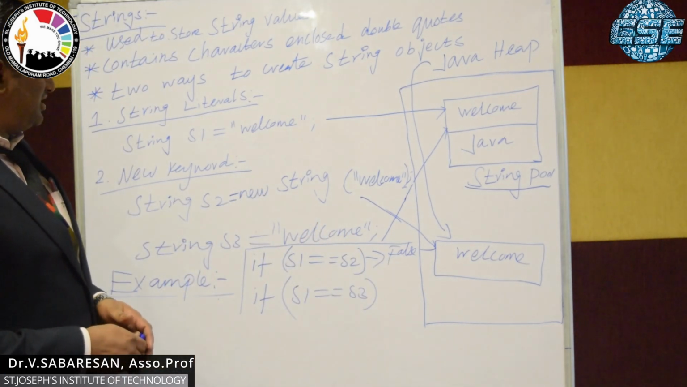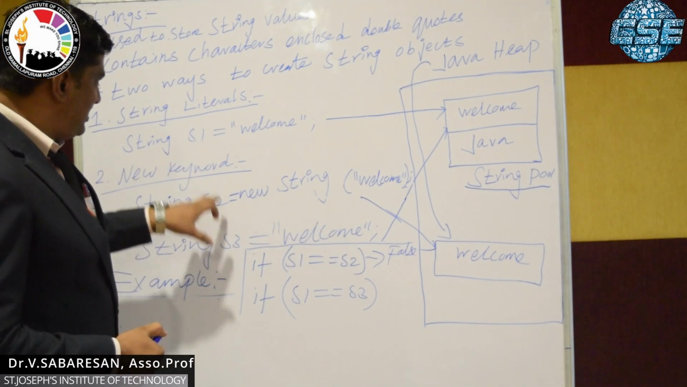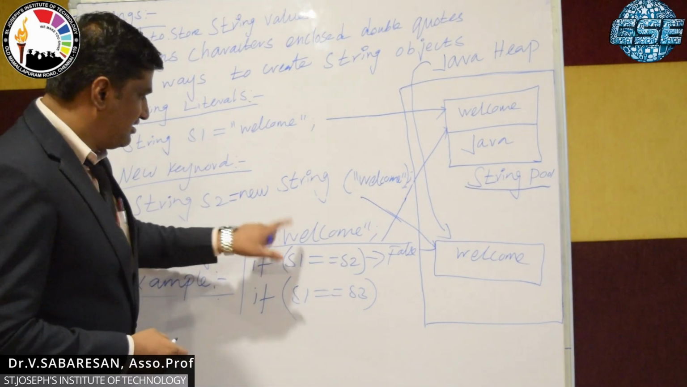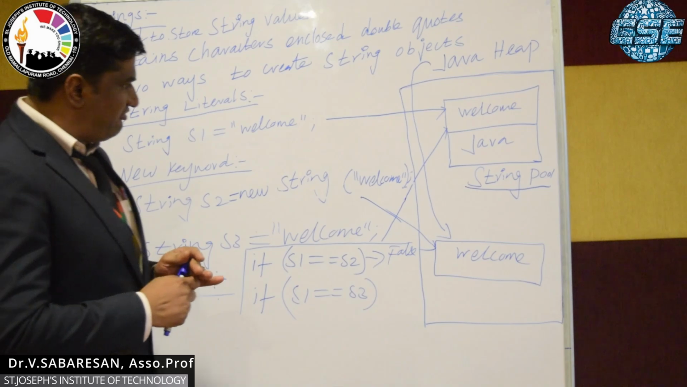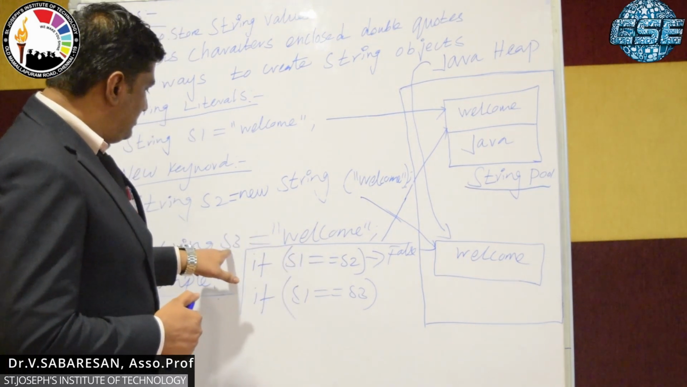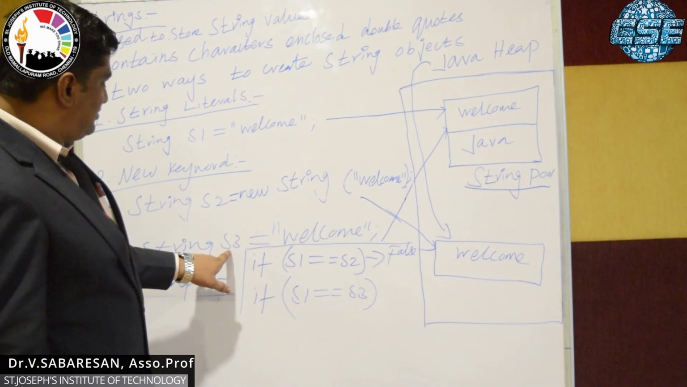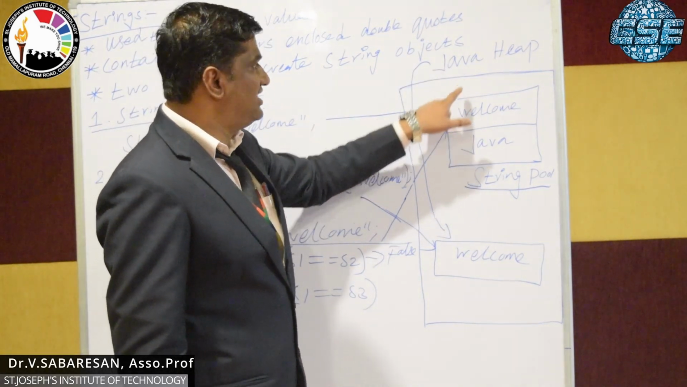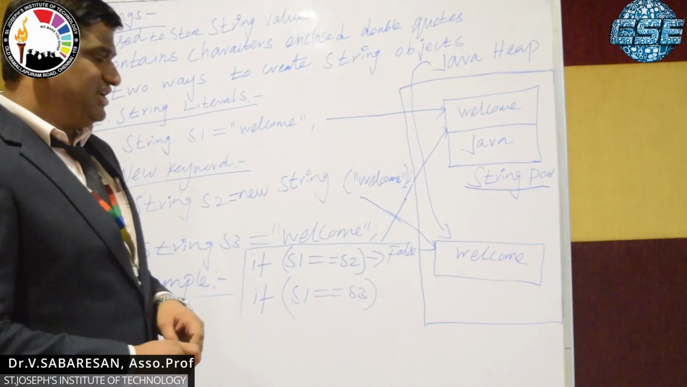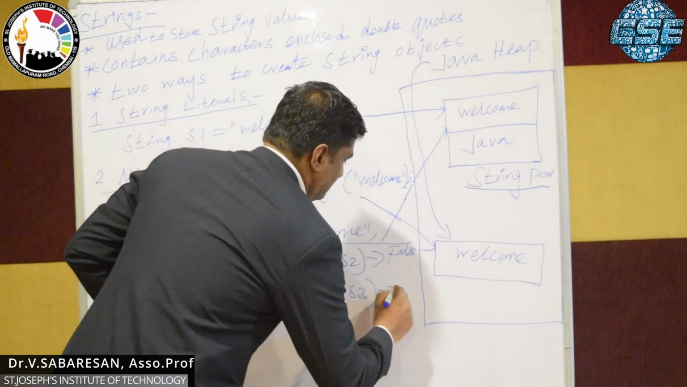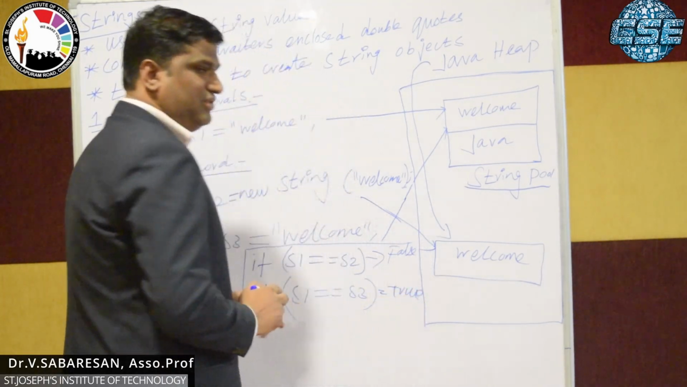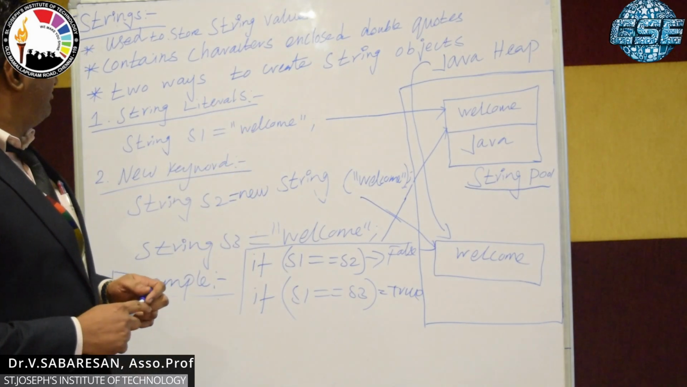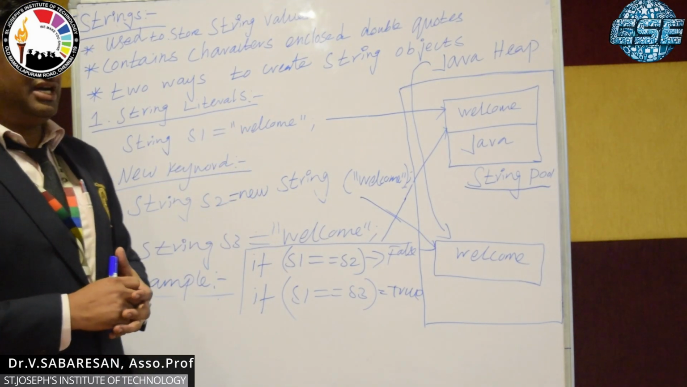One more case is s1 == s3. Here both values are common, and the memory locations of s3 and s1 are in the same area, the string pool or method area, so it returns true. I hope that explains the major difference between the two ways of storing strings in Java.